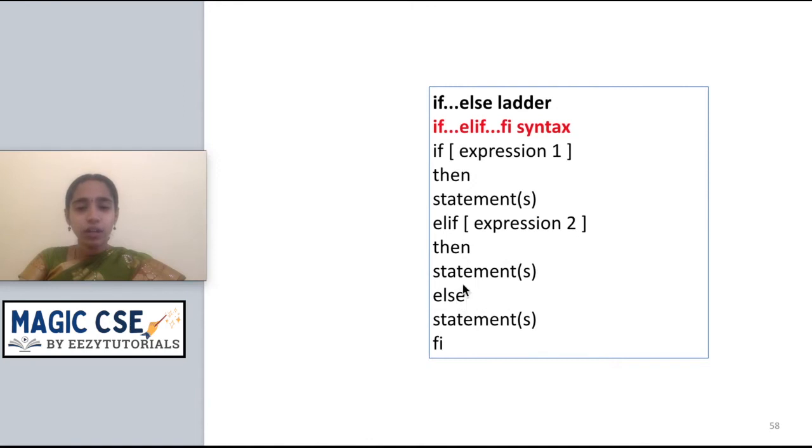At the end, you will be giving your last else statement. If none of the conditions is satisfied, what you have to do? That will be given in the last else statement. At the end, you have to close this if else ladder with the help of fi. Note that after the if condition and also after every elif condition, you will be having then.